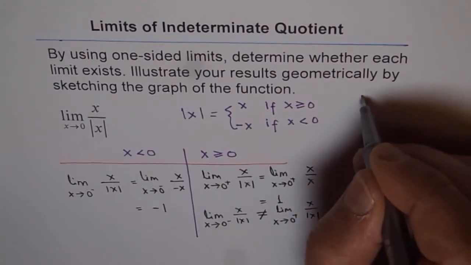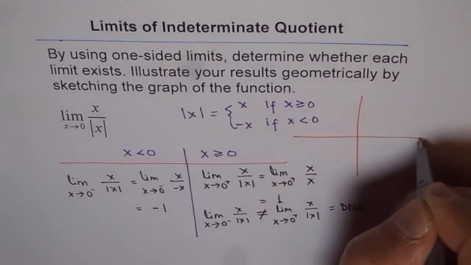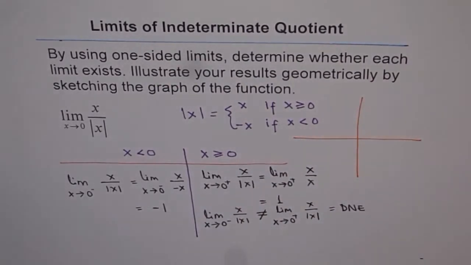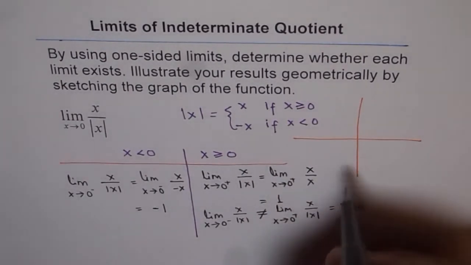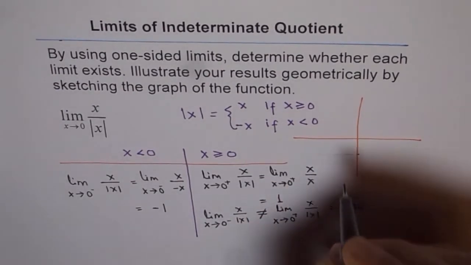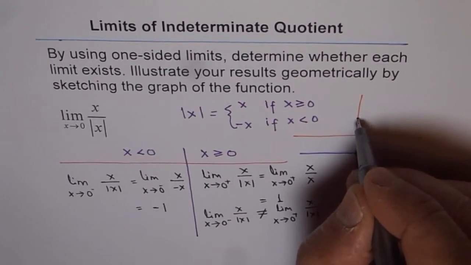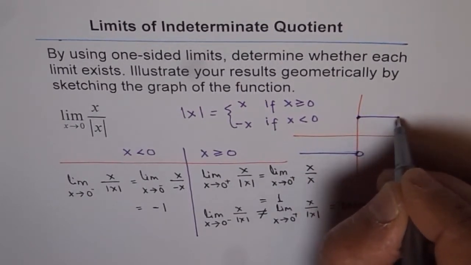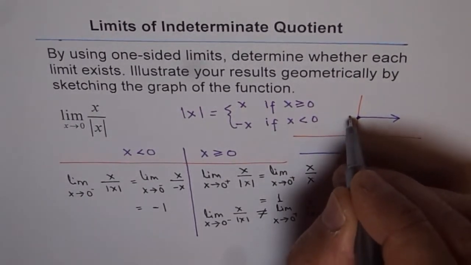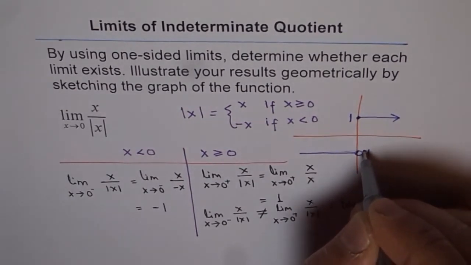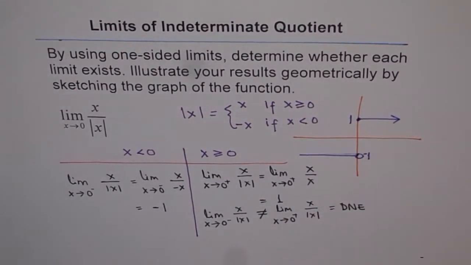It's kind of like this. If you draw this function here, then what you get is that if you're approaching the function from the left side, you get to the value which is minus 1. So there's a hole here, right? And if you're approaching from the plus side, then you get plus 1. Right? So that is the solution.